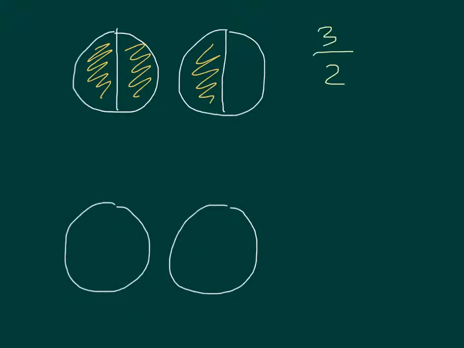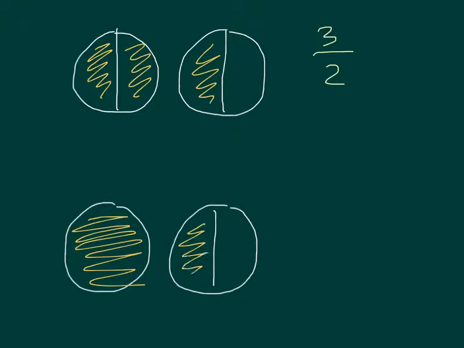So they're split into 2 pieces each. When I look at the drawing above, I notice something else. I have one whole circle colored in and another half of a circle. So I could also write this fraction as 1 whole and 1/2, or 1 1/2.